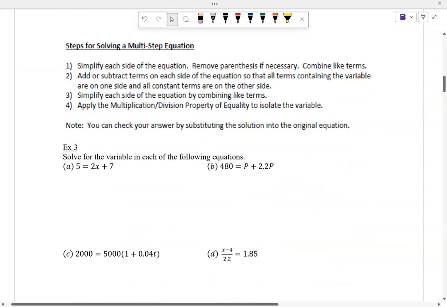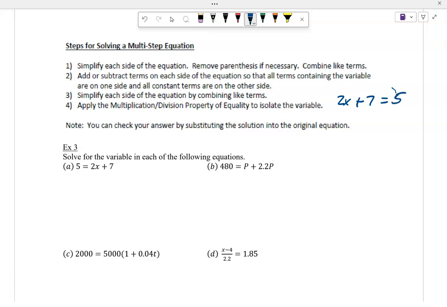So we're going to simplify this. Again, we're going to isolate the variable. So this first one, 5 equals 2x plus 7. One time I had it explained to me this way. 2x plus 7 equals 5.